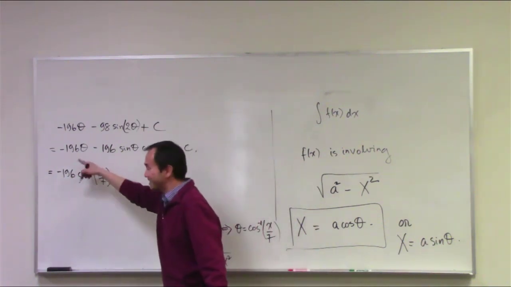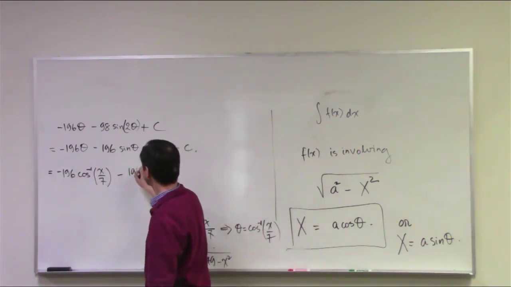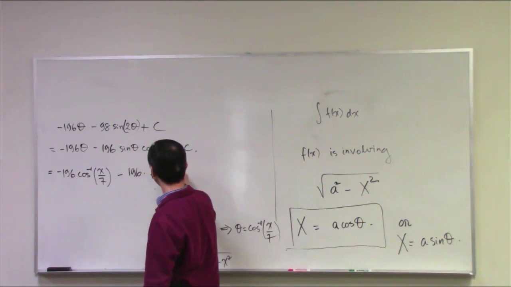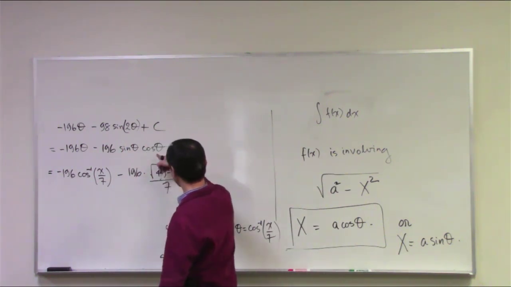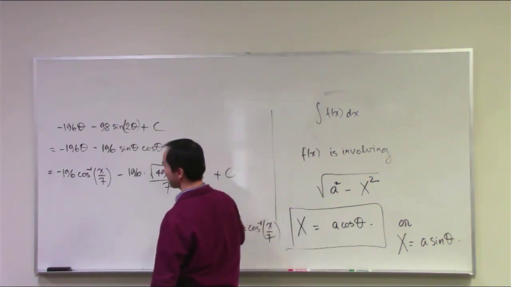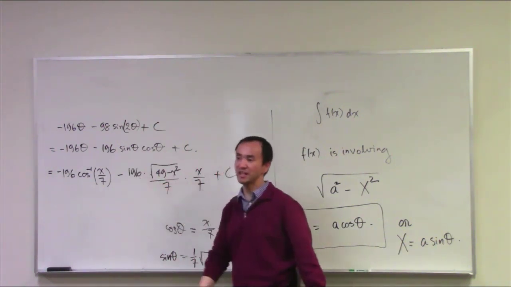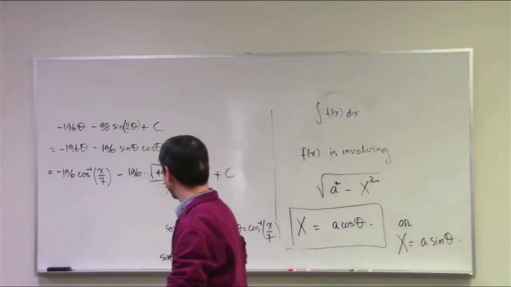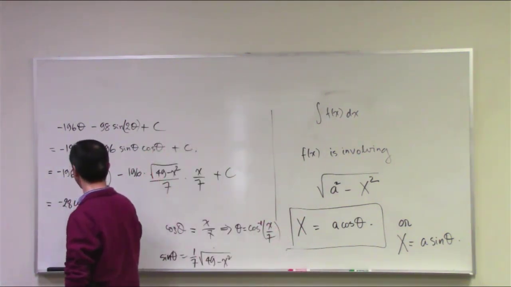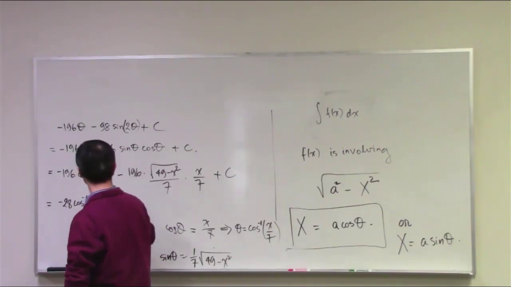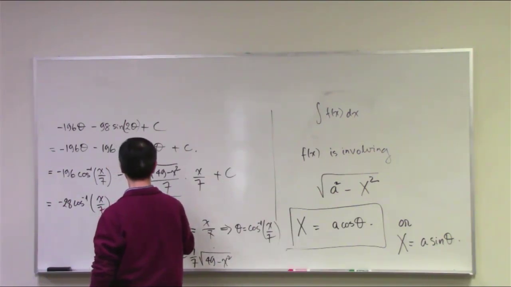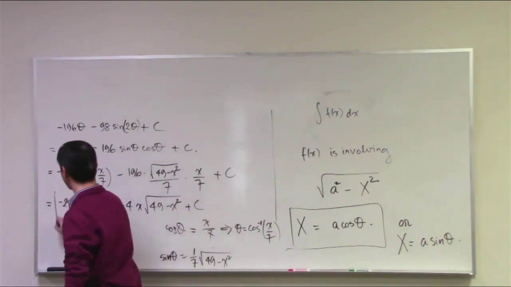The next term right here is 196, right? We think of the sine theta here as the square root of 49 minus x squared over 7. And then the cosine here, we think of that as x over 7 plus c. And these should cancel with that 196 again. So you can go ahead and cancel that out. 196 divided by 49. Minus 196 cosine inverse of x over 7, and then minus 4x square root of 49 minus x squared plus c. We've done that problem.